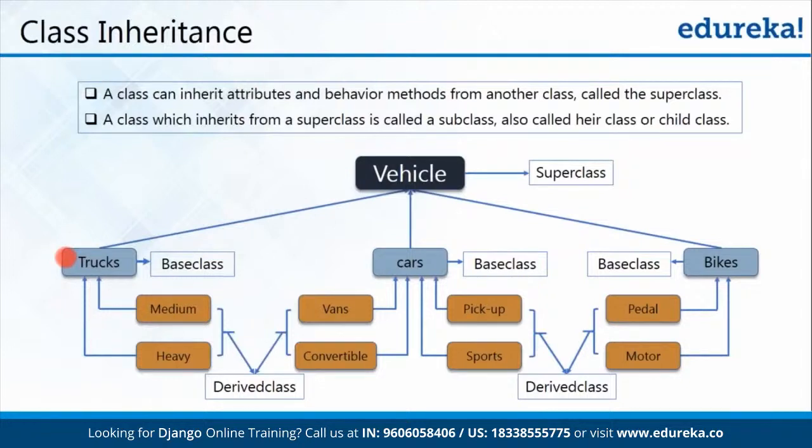So basically what I'm saying is, there are certain functionalities which will be common for trucks, cars, and bikes. So instead of writing the code or the method again for each of these classes, it can actually go on and inherit that functionality from the superclass that is nothing but Vehicle. So I hope you have understood the concept of inheritance.